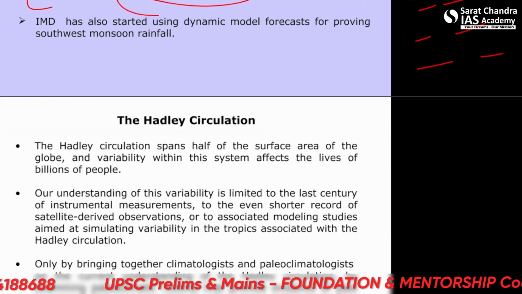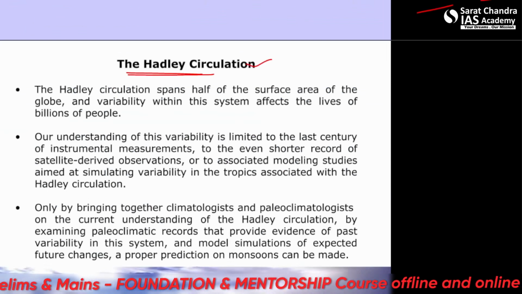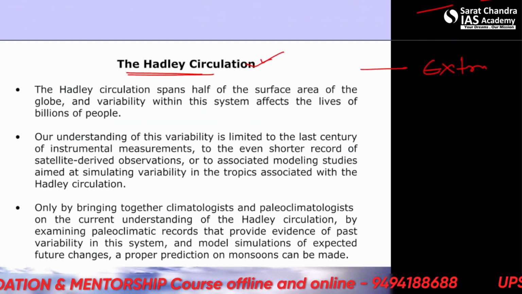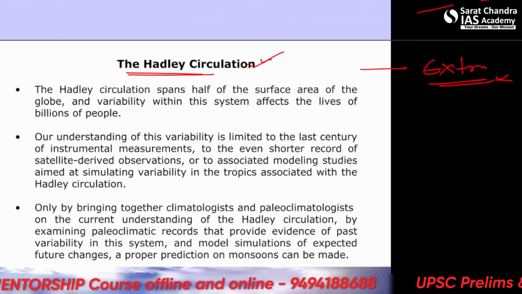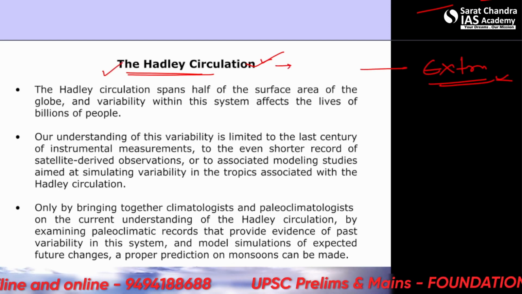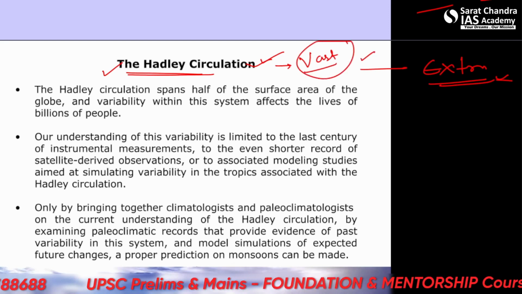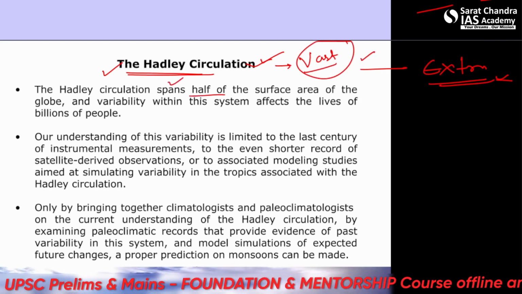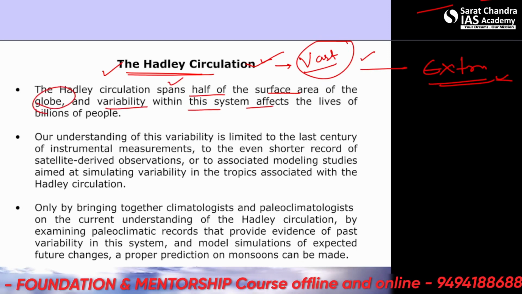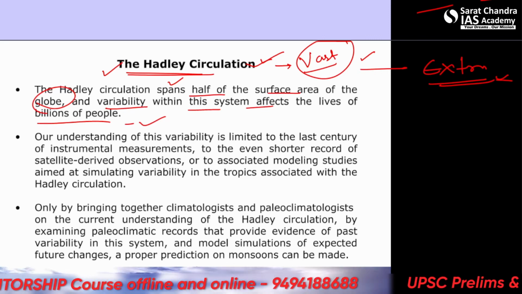Alright. Let's now move on to the Hadley circulation. These are some circulation cells which play an important role in the Indian monsoon. So they are a little extra topics which we should cover. When we are talking about the Hadley circulation, why are we talking about it? It's because of its vastness. It's a rather large phenomenon and its circulation spans half of the surface area of the globe. And variability within this system affects the lives of billions of people. So we don't need to go too deep in this, but we'll just see from the upper portion.